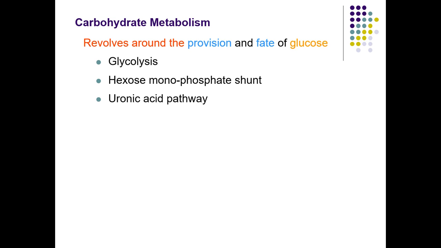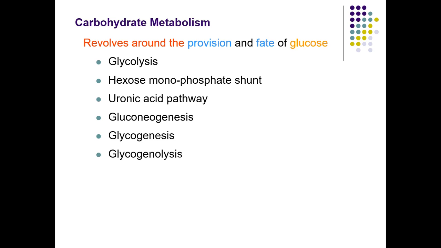Carbohydrate metabolism revolves around the provision of fats and the metabolism of glucose. For example, glycolysis, hexose monophosphate shunt, uronic acid pathway, gluconeogenesis and glycogenesis. The second one is glycogenolysis, and then the citric acid cycle is a common metabolic pathway.